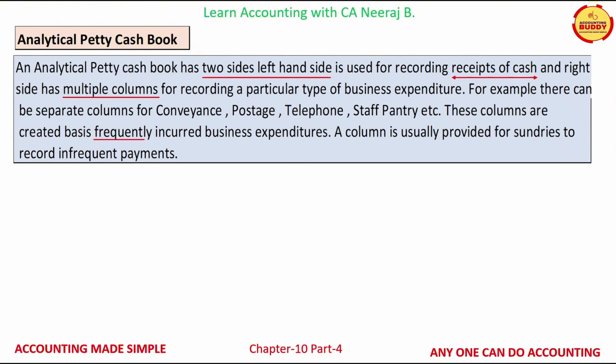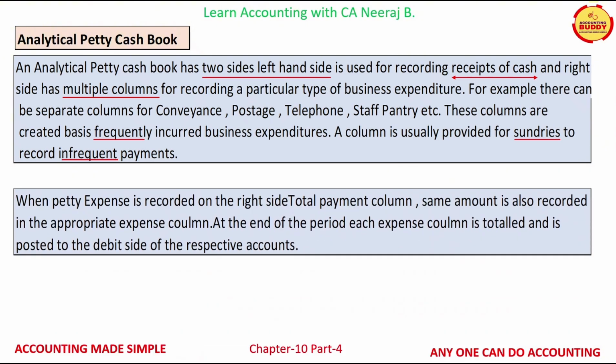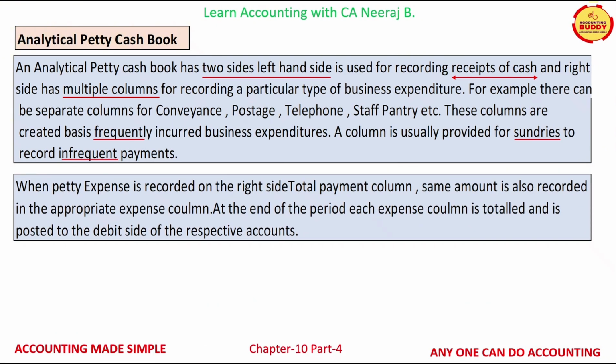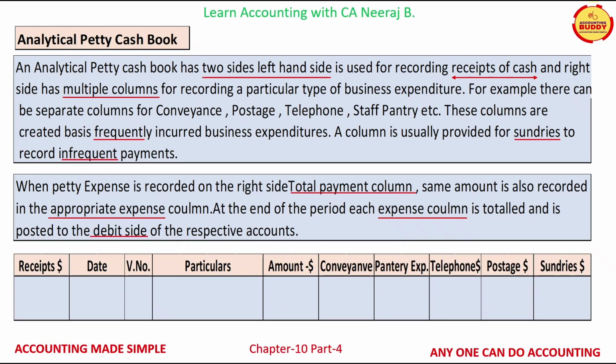A column is usually provided for sundries to record payments which are not frequently made. When a petty cash expense is recorded on the right side total payment column, the same amount is also recorded in the appropriate expense column. At the end of each period, the expense column is totaled and is posted to the debit side of the respective accounts. The specimen of an analytical cash book is displayed on your screen.